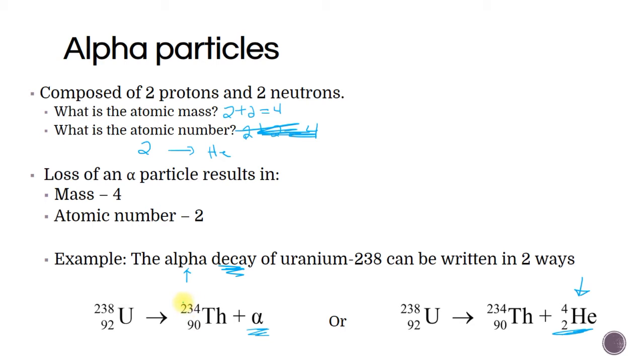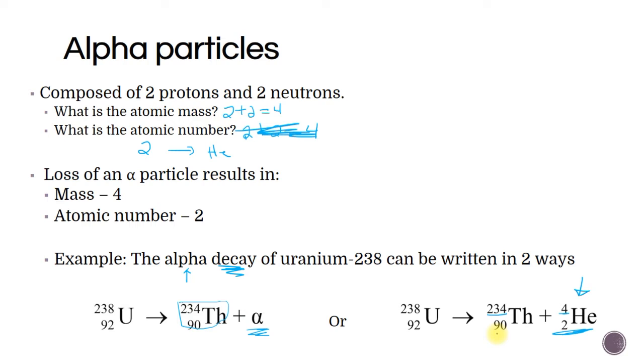At that point, I don't know what the middle element is. This is a big question mark. I got to figure it out. It's easier to figure it out if you write the alpha particle as a helium. Because essentially the right-hand side, the top numbers are going to add up and the bottom numbers are going to add up.